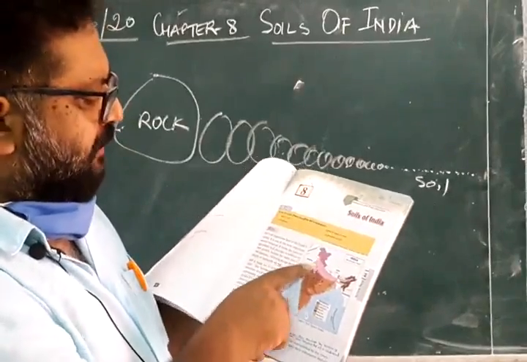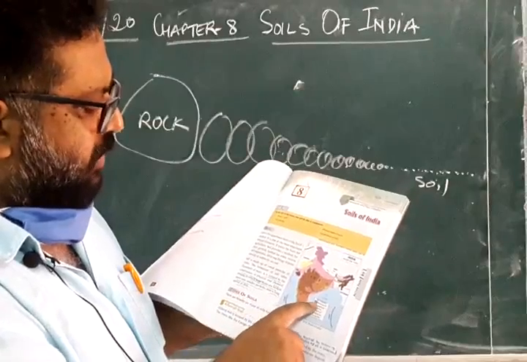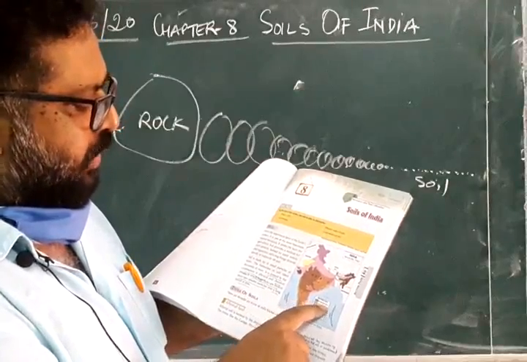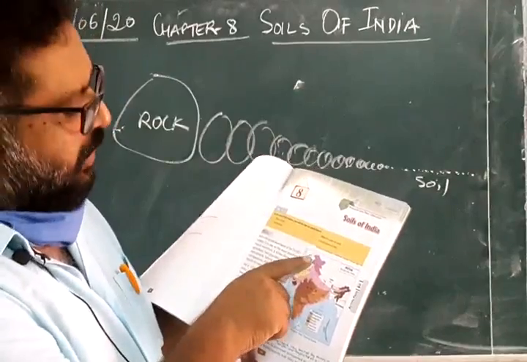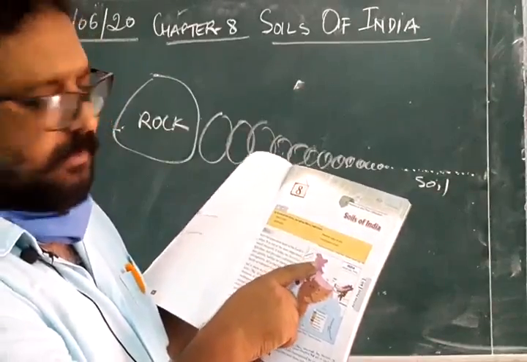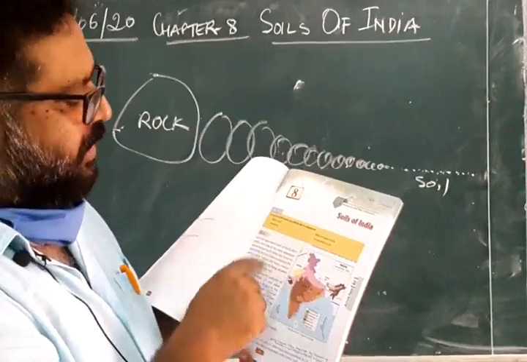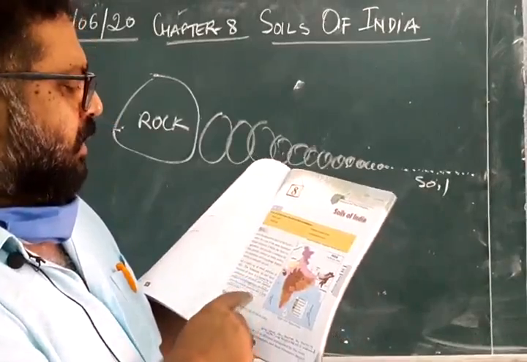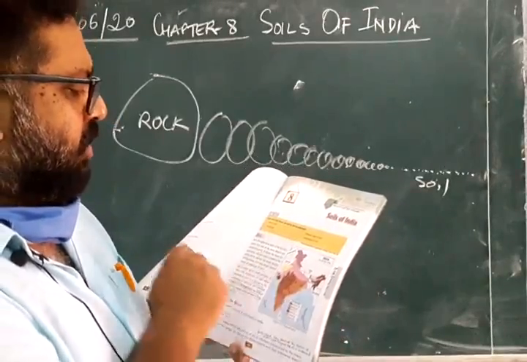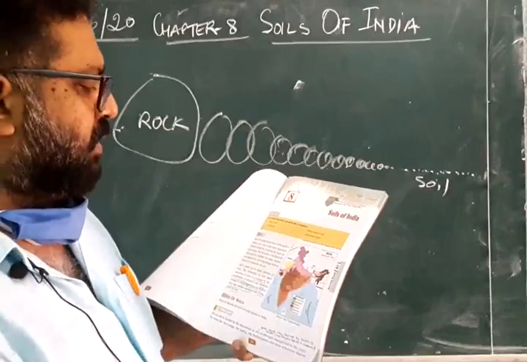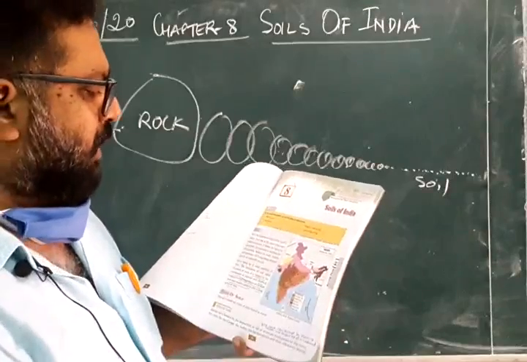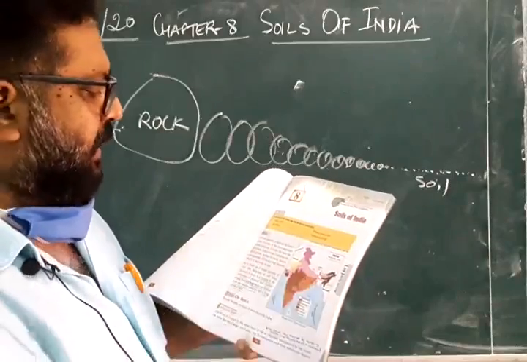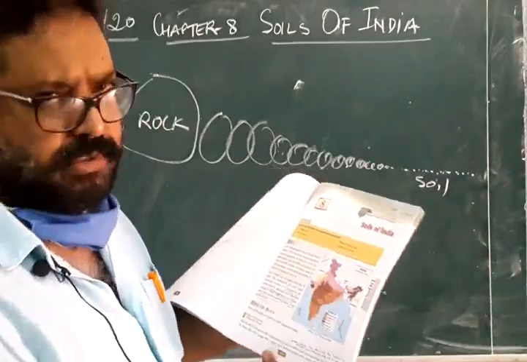Now you can see there are different colors. The first one says mountain soil. Mountain soils are found in the Himalayan region, where we have the mountains: whole of Kashmir, Uttaranchal, Himachal, Assam, and most of Sikkim. These are the mountain soils found there.